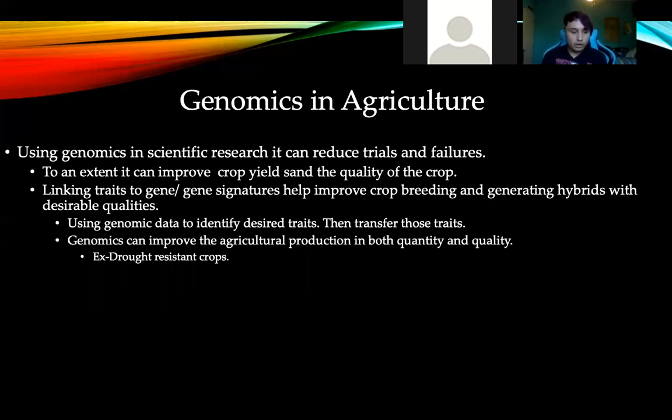Okay, so genomics in agriculture. Using genomics in scientific research can reduce trials and failures. To an extent, it can improve crop yield and the quality of crops themselves. Linking traits to the gene specifically, flash gene signatures, help improve crop breeding and generating hybrids with desirable qualities. Using genomic data to identify desired traits, those desired traits can then be transferred. Genomics can improve agricultural production in both quantity and quality, as an example, producing crops with drought resistance. Next slide, please.